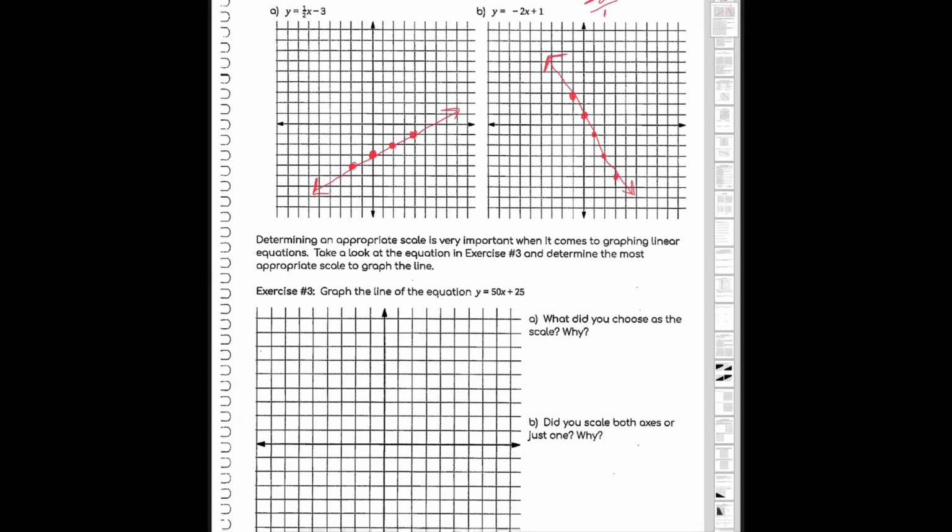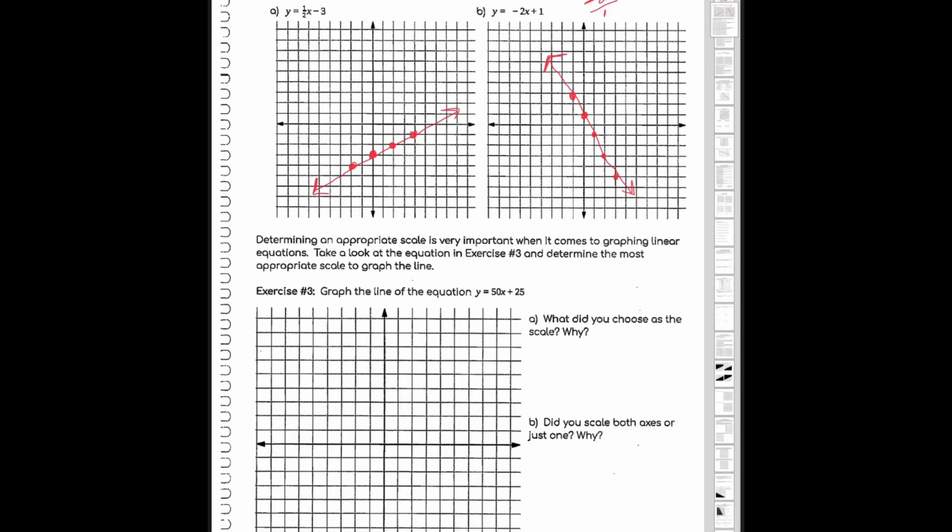Now, here we are determining an appropriate scale when it comes to graphing linear equations. So let's take a look at the equation in exercise number 3 and determine the most appropriate scale to graph the line. So y equals 50x plus 25. Obviously, 50x plus 25, they're bigger numbers. Plus 25 would be pretty high if we counted by 1.